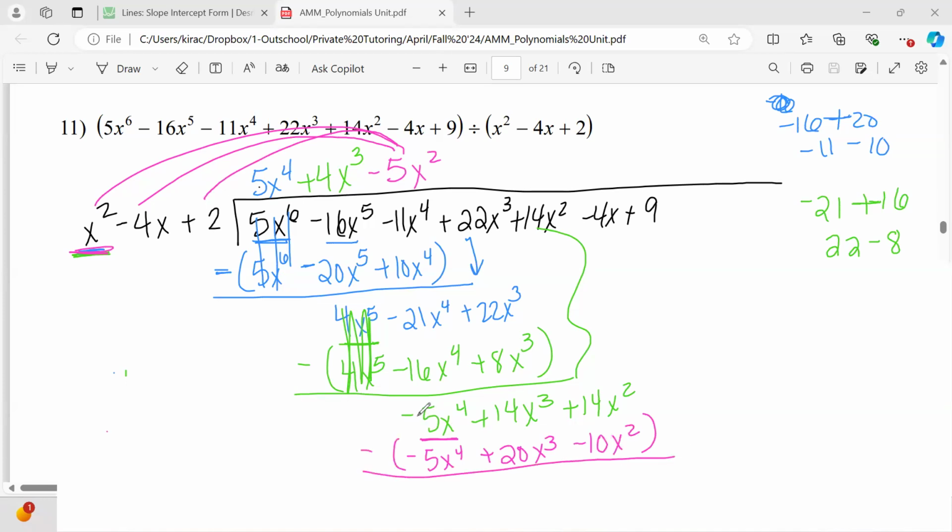Subtract. Minus minus will be plus and then cancel. 14 minus 20 is -6x cubed. 14 minus minus, so that would turn to plus and be 24x squared. And drop down.